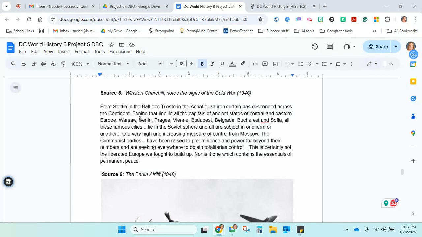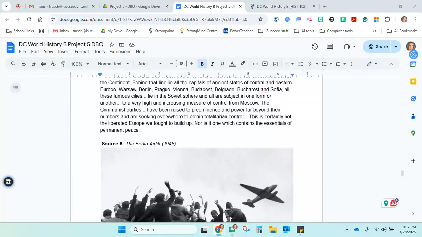Okay, source five. Winston Churchill notes the signs of the Cold War. All right. So go ahead and read through this. Tell me what he says. Does he think that the Cold War is because of what was going on?